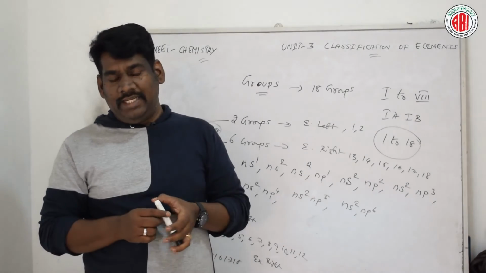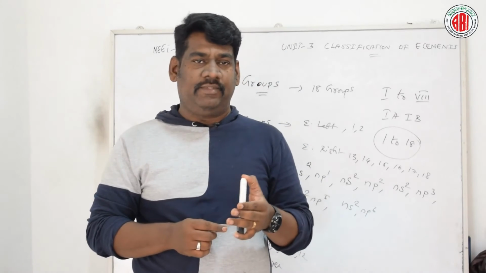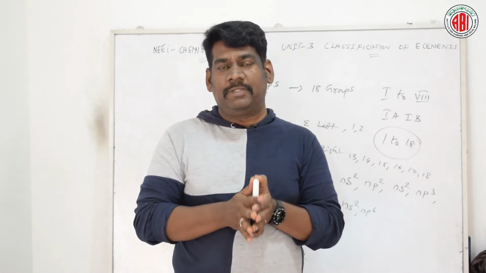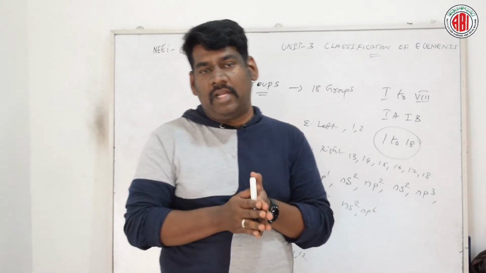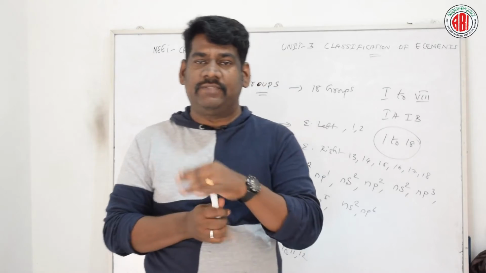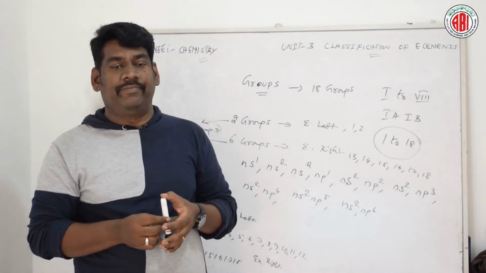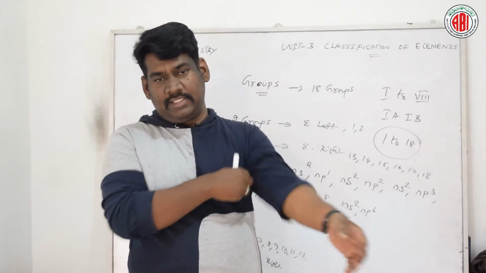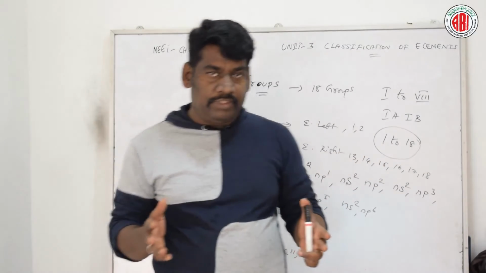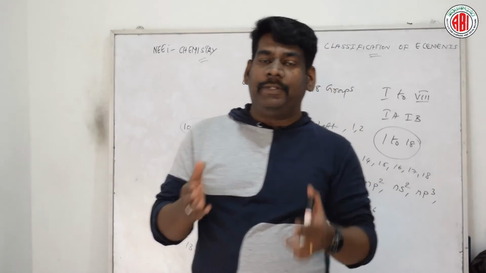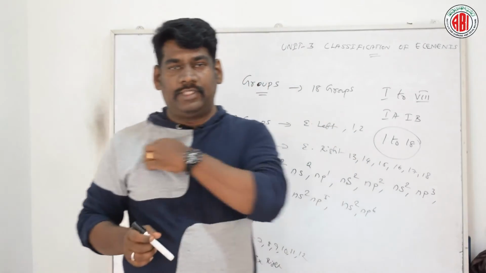The name transition comes from their character, being between the reactive metals, like the elements present in groups 1 and 2 on one side, and the non-metals, the elements group which starts from 13 to 18, on the other side. So these are called the transition elements. These are the different types of groups present in the periodic table in the form of vertical columns.